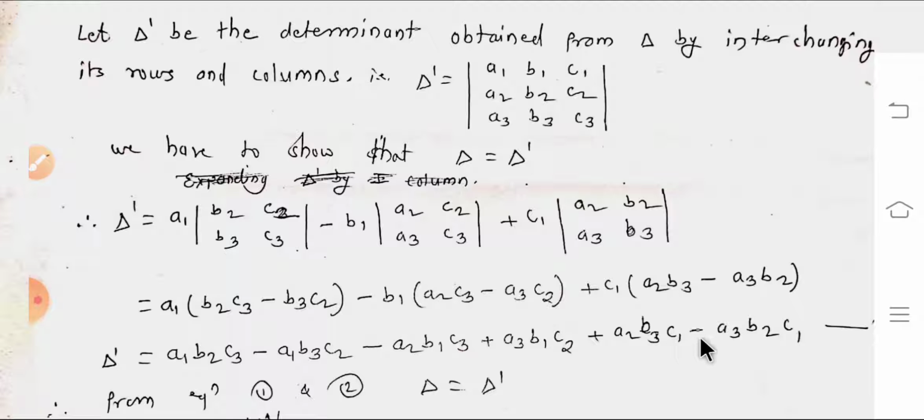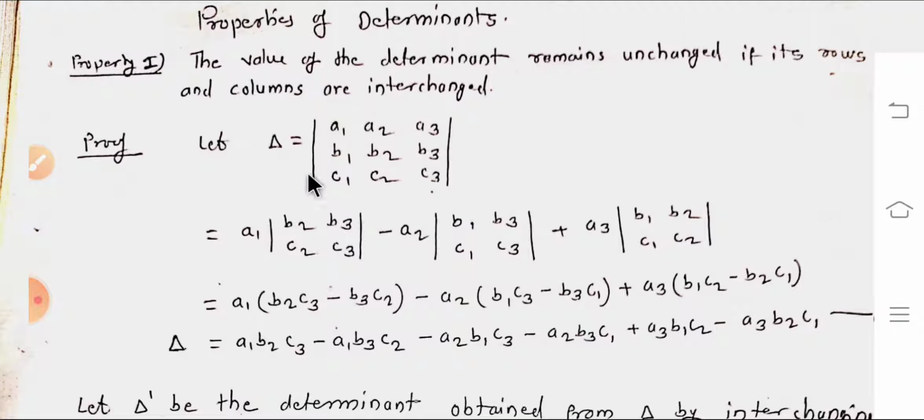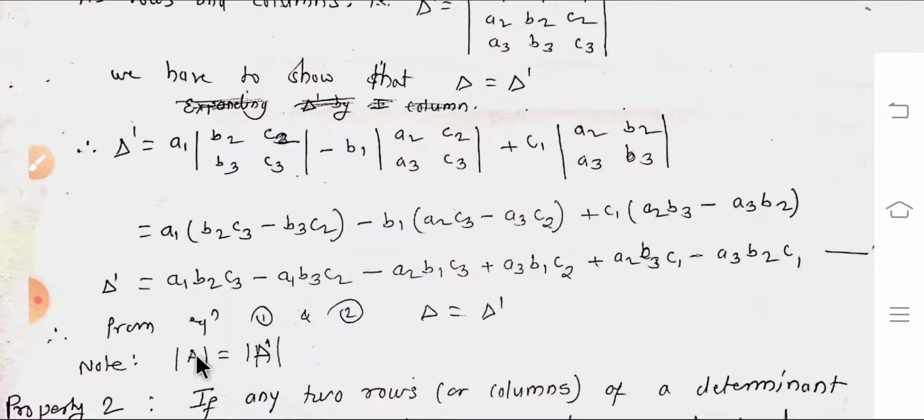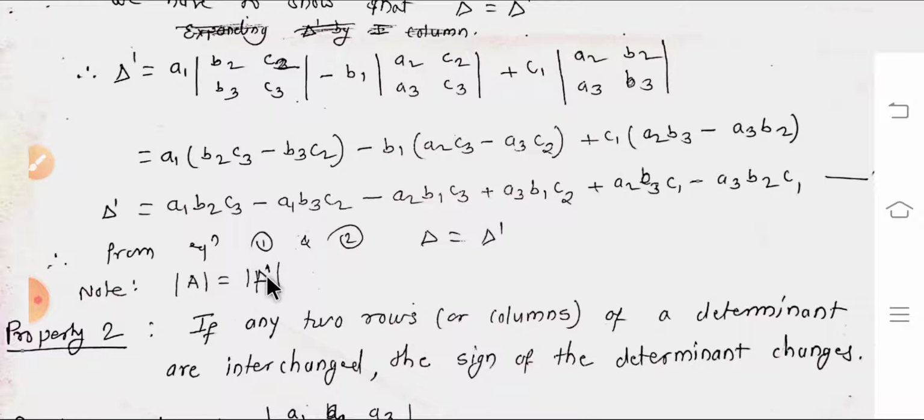Suppose we consider this delta as a matrix A. If A equals this matrix, then A dash is the transpose of A. So the determinant of the matrix A and of the transpose of A should have the same value. Remember this note: the determinant of A is equal to the determinant of A transpose.